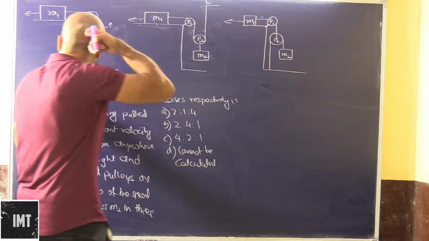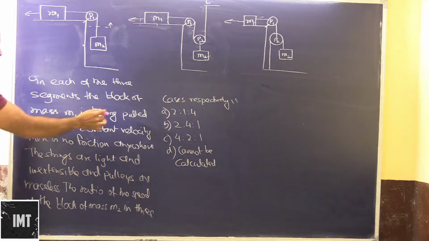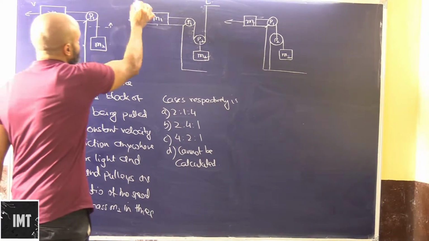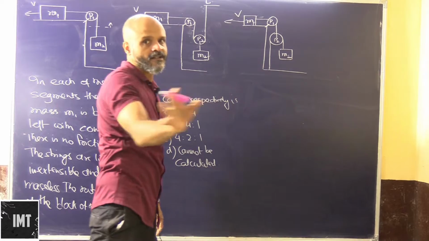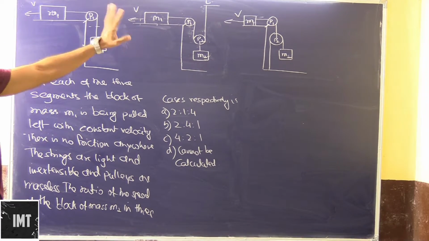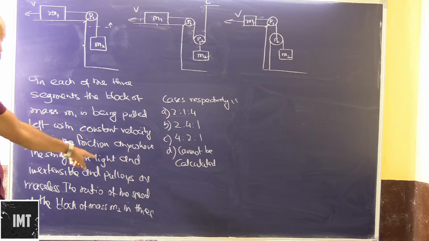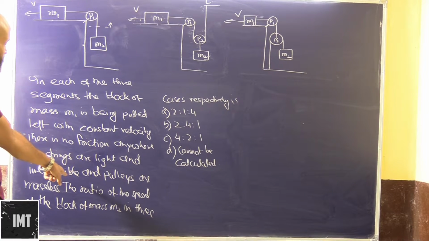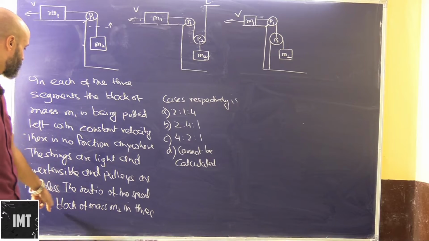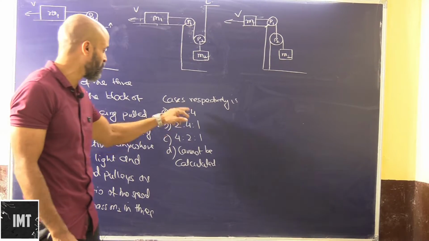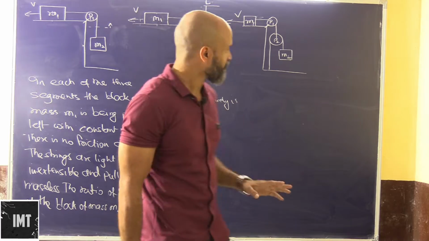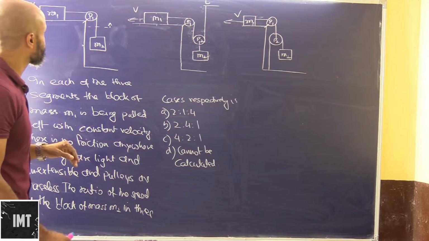Now, in each of these three cases, the block of mass m1 is being pulled left with a constant velocity, so no acceleration is happening here. There is no friction anywhere. The strings are light and inextensible, so they cannot be extended, and the pulleys are massless. What will be the ratio of the speeds of the block of mass m2? That is something we have to calculate.